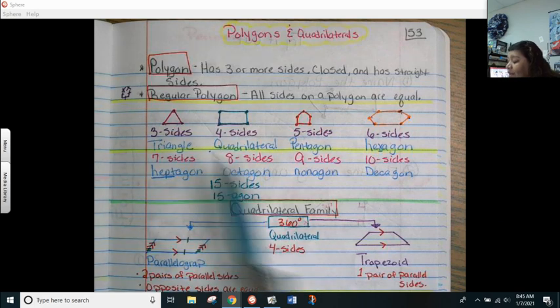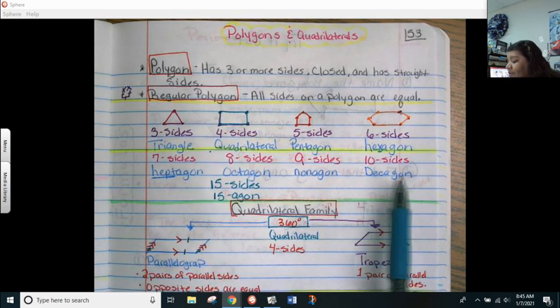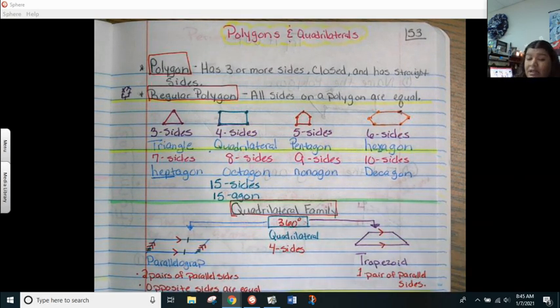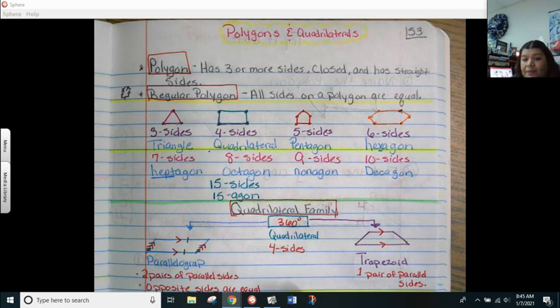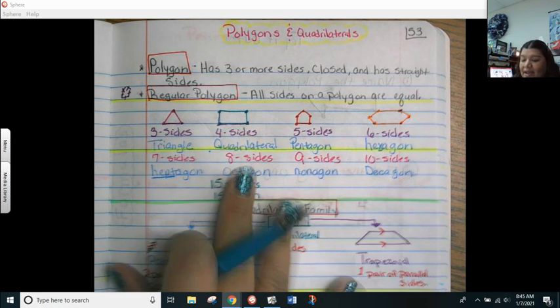The main ones you're going to be dealing with are pretty much all of these up into the decagon. You might be doing a dodecagon, that's a 12-sided figure. But usually it's going to be the top 10 here. All right, so have those.